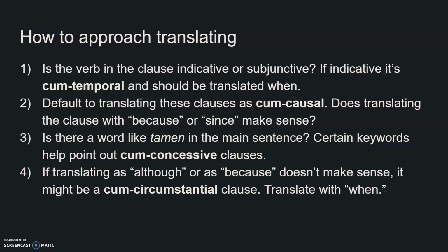It's super simple. Step two, if you've got a subjunctive inside your cum clause, always default to because or since. Translated that way, does it make sense? All right, if you think maybe it makes sense, it probably is a cum causal clause, but double check. Is there a word like tamen in the main sentence? If there's a certain keyword, it might help us determine that it's actually cum concessive and means although. If there's not a keyword, and because or since makes sense, just go with because or since. Finally, step 4, if you've translated because, that doesn't make sense, although makes no sense whatsoever, that's when you can go to the final one. Maybe it's cum circumstantial and is just giving us the general idea of when something happened.